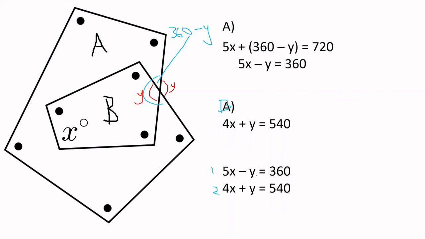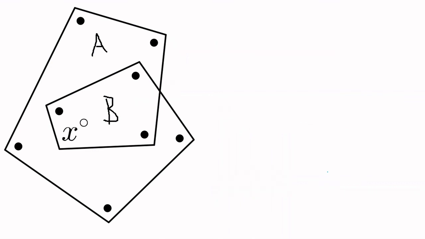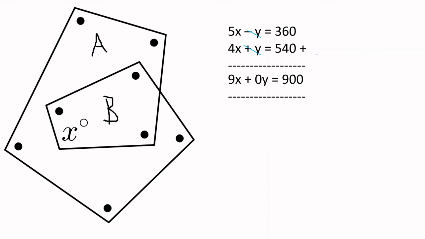If you add these two together, you'd cancel out the y, and then you just get x, which is exactly what we want, because we don't care about y. So if we add them together, 5 plus 4 is 9, minus 1 plus 1 is 0, and then 360 plus 540 equals 900. So now we know that 9x equals 900. If 9x equals 900, then x equals 100, and that's our answer.